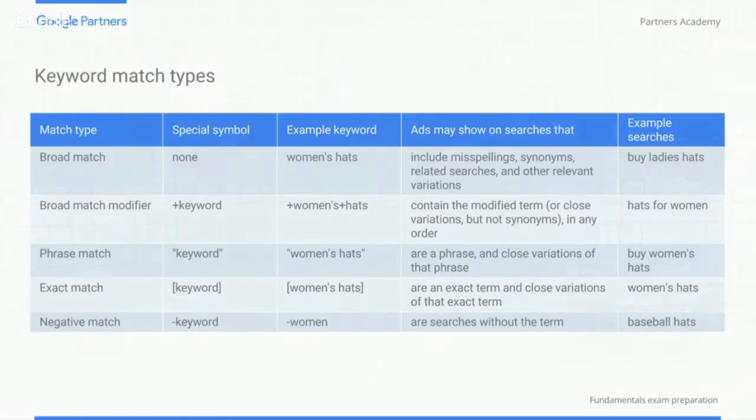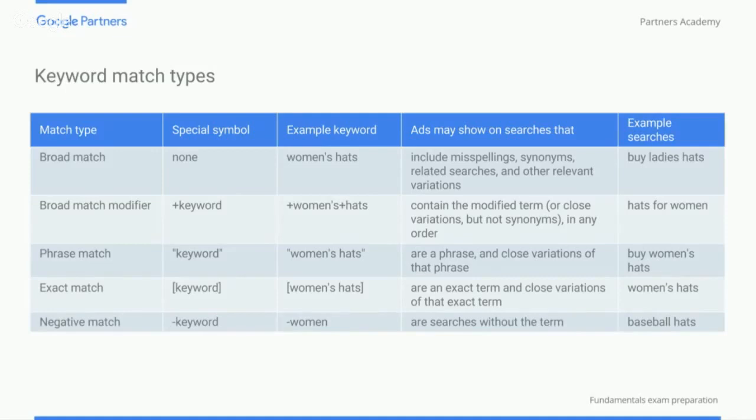Phrase match here includes everything in between the quotation marks, but you can have things before or after. A good example, I love this one here, is buy women's hats. It's an enormous burden to think of every single synonym for buy. So this might be a good option if you want people to shop women's hats, or women's hats on sale. Phrase match is your go-to for these types of keywords.